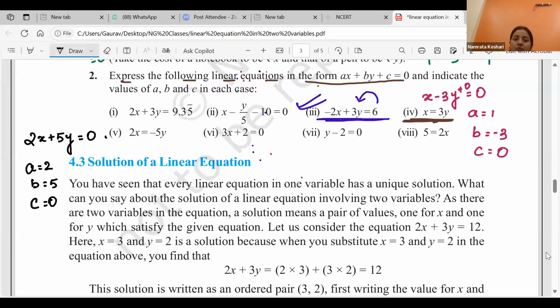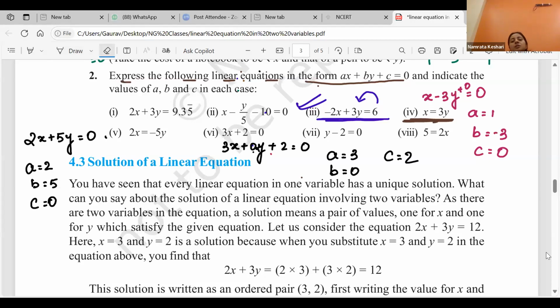Yes, Vaiga. Next one. Yes, ma'am. So we'll take 0 into y. So it's going to be 3x plus 0 into y plus 2 equals 0. And A is 3, B is 0, and C is 2. Perfect. Okay, let's complete these questions.